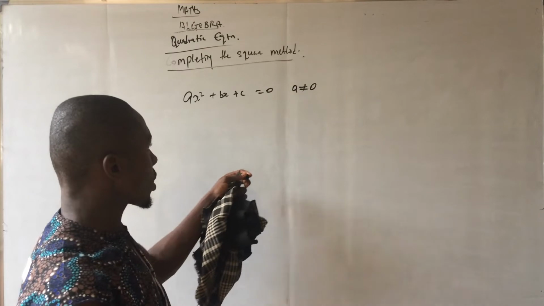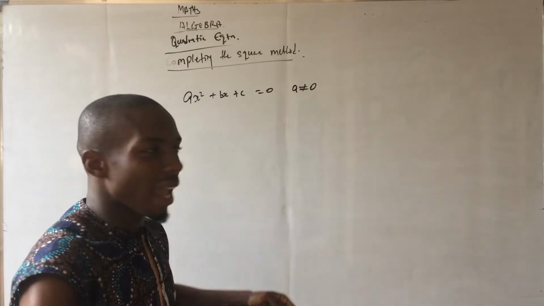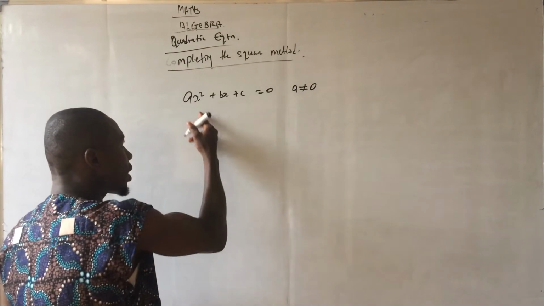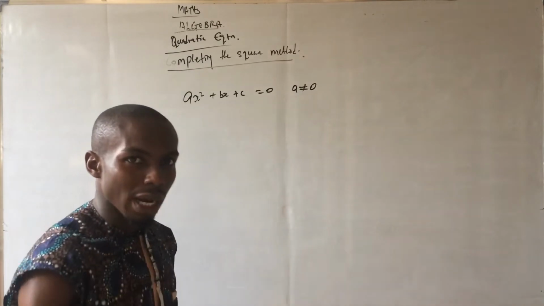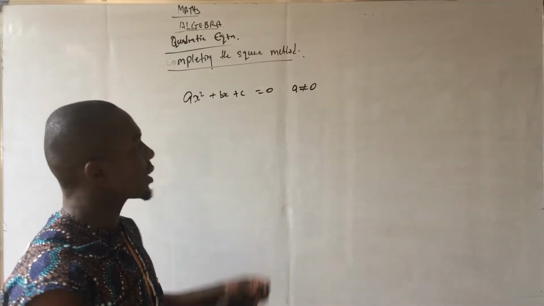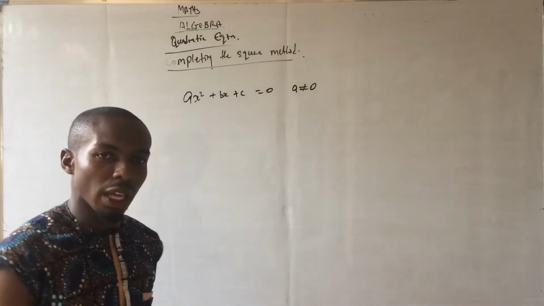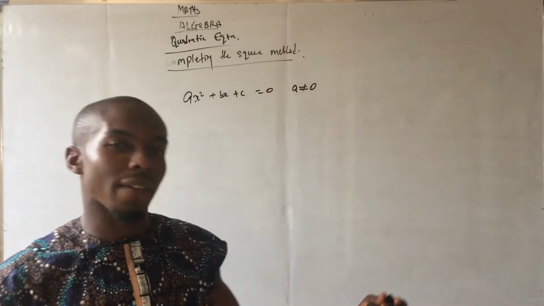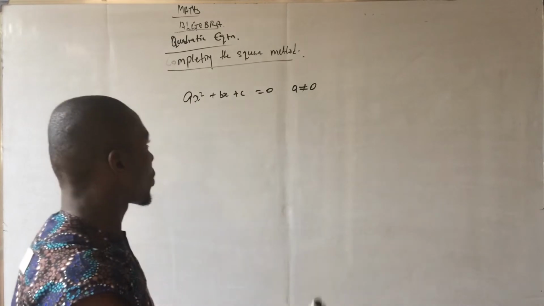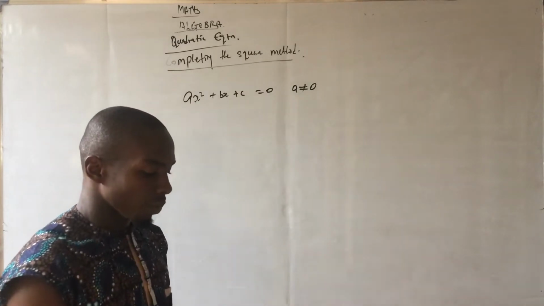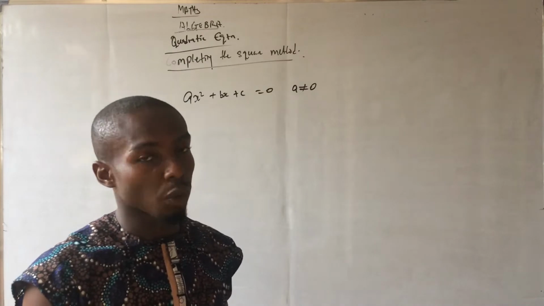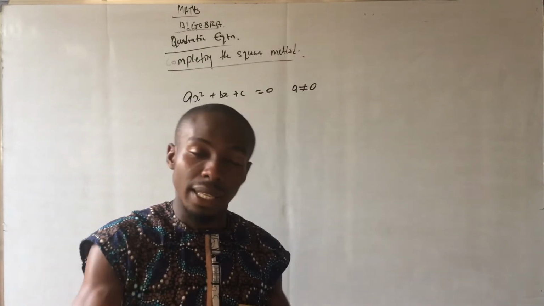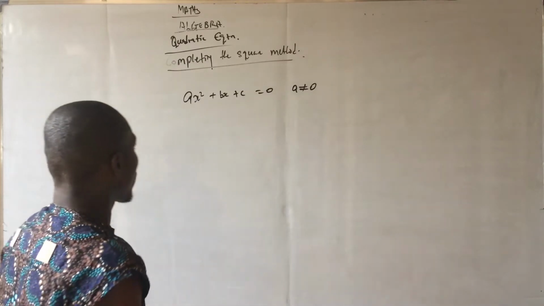So if a is not equal to 0, and let's say that this equation is not factorizable, what are you going to do? Are you going to say that the equation doesn't have any solution? No. Because not every quadratic equation can be factorized, mathematicians came up with another method, which is this.